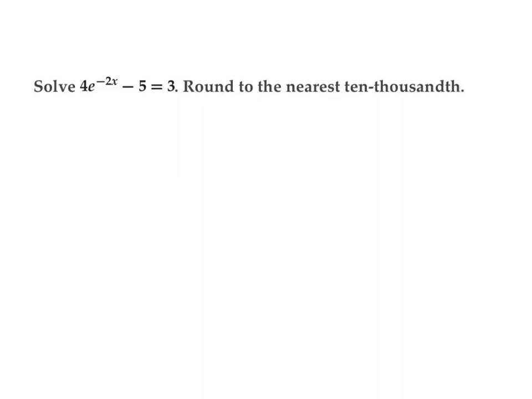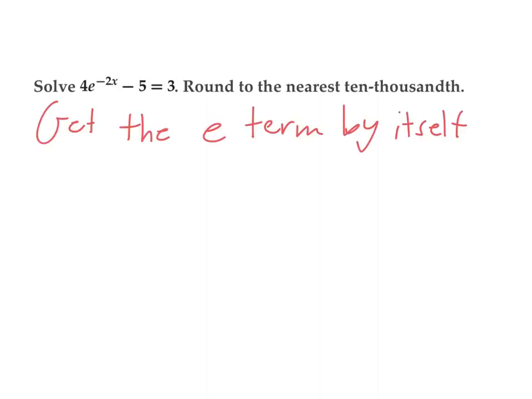Alright? And in order to solve these equations, we have to use the same strategy that we used before. And in this case, what we're going to do is get the e term by itself. And once that e term is by itself, I will tell you what you need to do. So go ahead and rearrange that equation so that the only thing on the left-hand side is e to the negative 2x. Get everything else to the other side. So go ahead and do that.